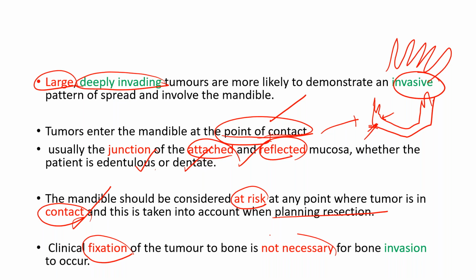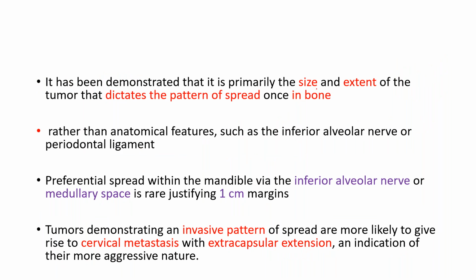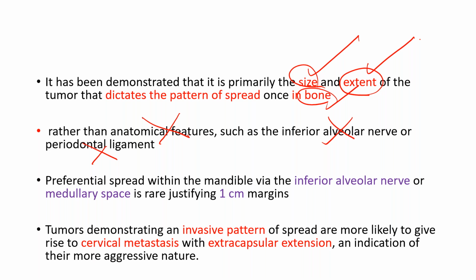Fixation of the tumor is not necessary in bone invasion. The size and extent dictate the bone removal. It is not the anatomical features or the periodontal ligament. It is the size of the tumor and extent of the tumor which is very important.